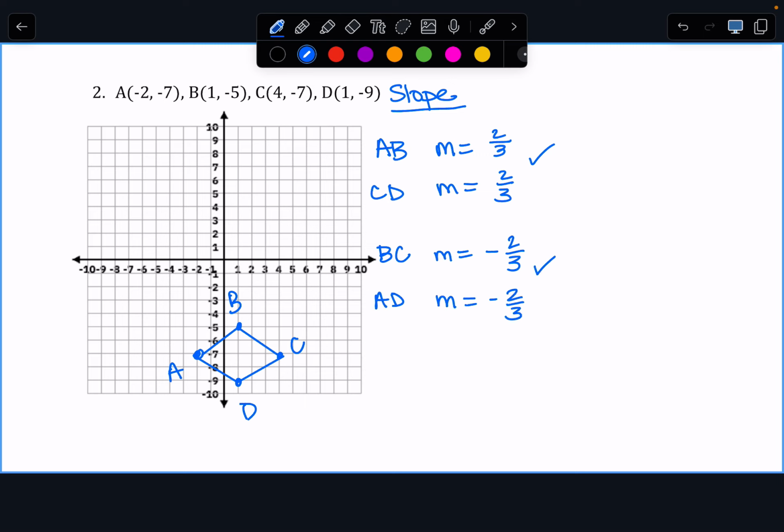Okay. So I see that opposite sides are parallel because we have matching slopes. Are opposite sides perpendicular? No. These are not opposite reciprocals. If this was negative 3 over 2, then we would have 90-degree angles and we know it's a rectangle. Okay. Now, we got to check the diagonals.